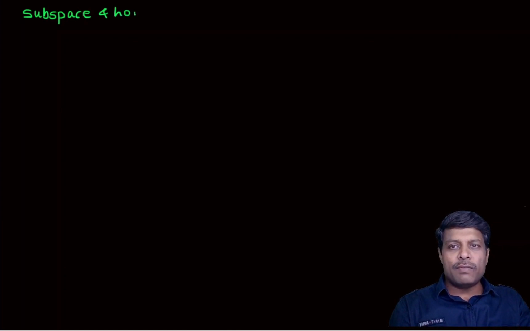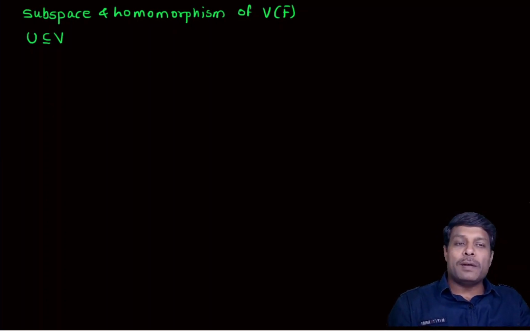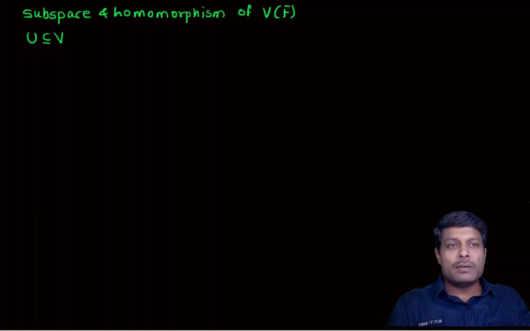In the last video, we have seen the definition of subspace and the definition of homomorphism of a vector space V. Now, what is the definition of subspace? Suppose U is a non-empty subset of vector space V, and if this U wishes to become itself a vector space using the operations which are defined over V, then this U is called a subspace of V.